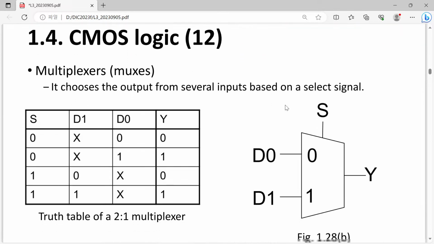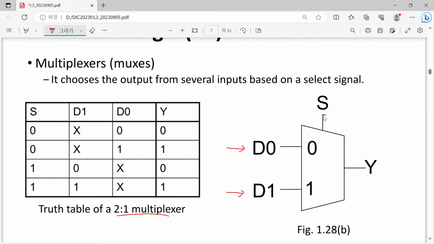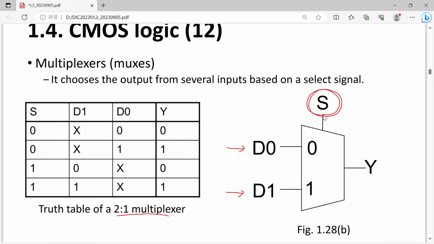Now let's go to the multiplexer, or sometimes we call it a MUX. This is the simple 2-to-1 multiplexer. 2-to-1 multiplexer means that here we have two different signals, and this is also controlled by our signal S. So when S is 0, then this path is selected, and when S is 1, then this other path is selected. So we have two candidates.